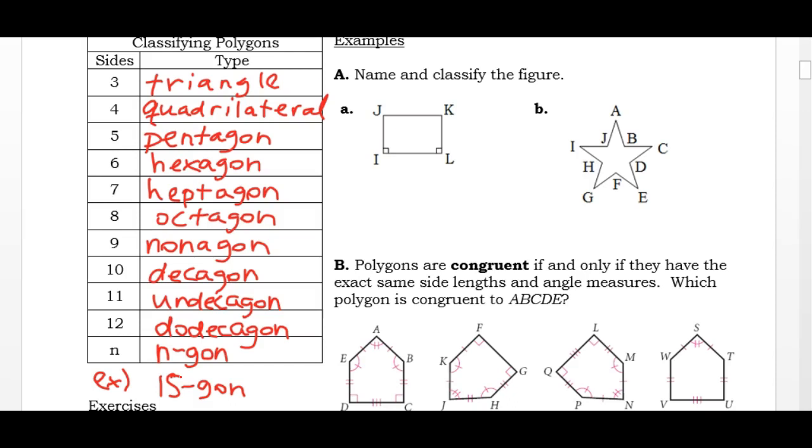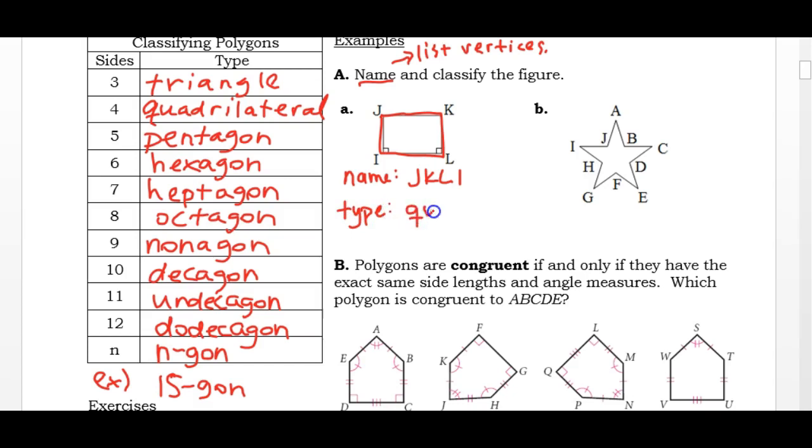The examples on the side here name and classify the figure. So the name of a polygon is when you list the vertices. And we want to go starting anywhere. You can go clockwise or counterclockwise, but you want to go in order. You don't want to jump around. So if I started here at J, I'd go to K, and then L, and then I, and that would finish off my polygon. So the name of this is JKLI.